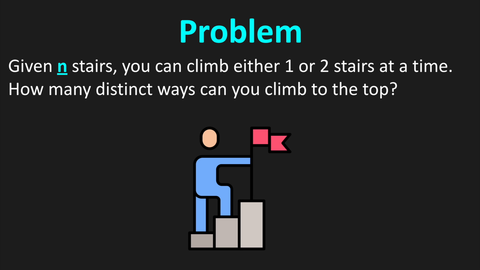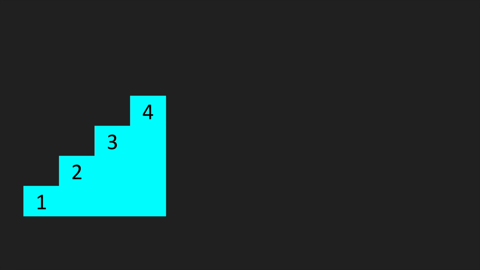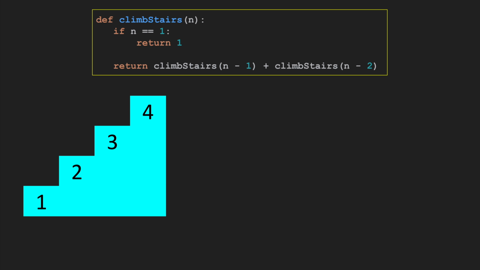To understand dynamic programming, let's take a look at this problem. Let's say that we are given n stairs where you can climb either one or two stairs at the time. How many distinct ways can you climb to the top? In our case, let's take a simple example where we have only 4 stairs. If we solve this problem, the function for solving it looks like the following.